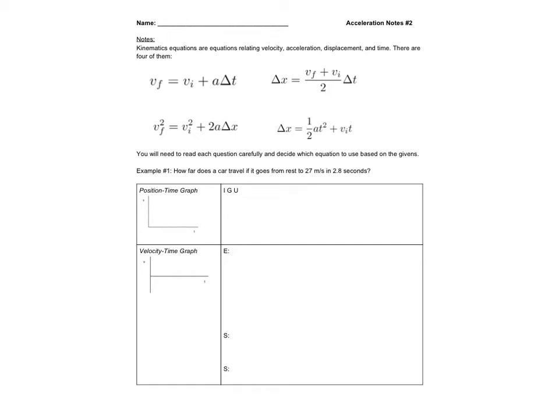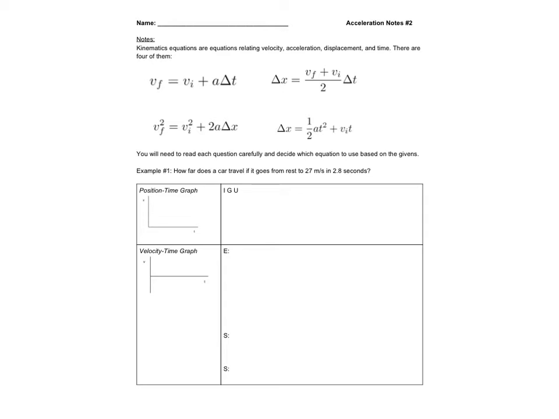Hey guys, today we're going to be looking at some other kinematics equations. Kinematics equations relate velocity, acceleration, displacement, and time. So our acceleration question we looked at yesterday didn't use displacement in it. So you could see how much an object's speed or velocity changed over time, but you couldn't actually see how far it went during that process.